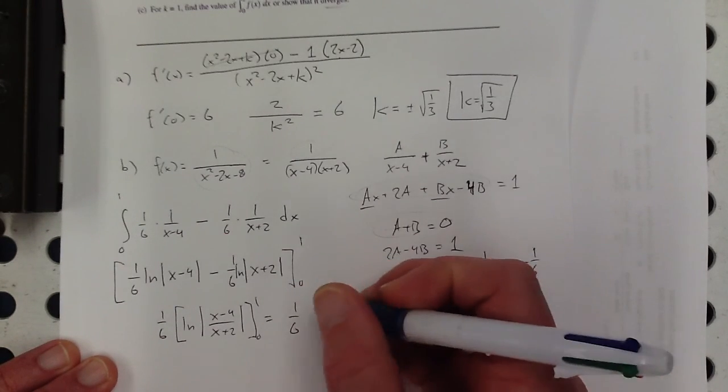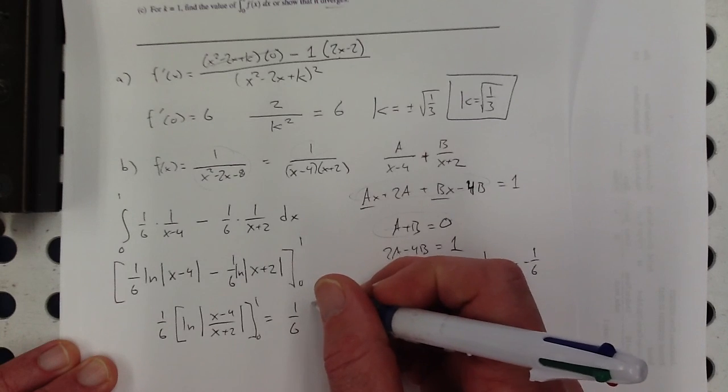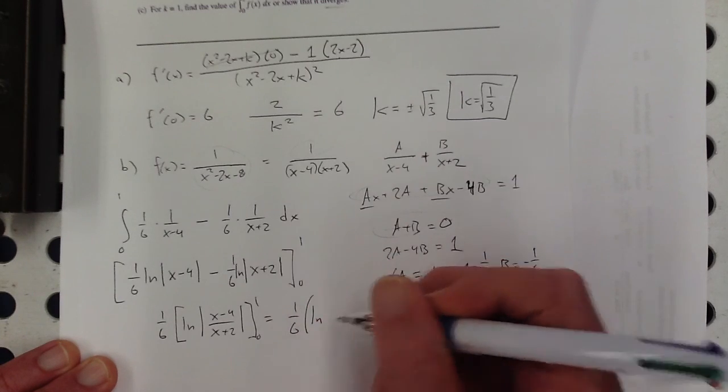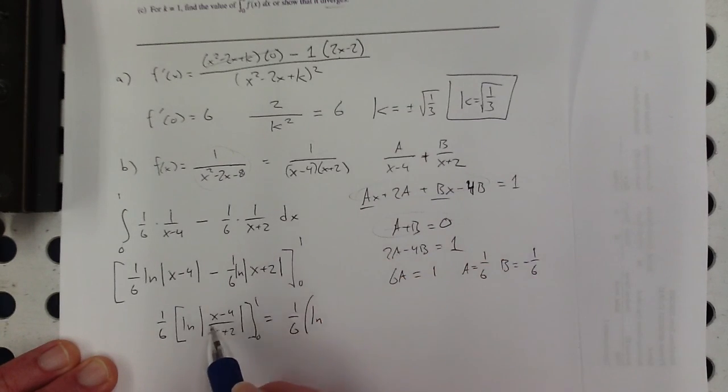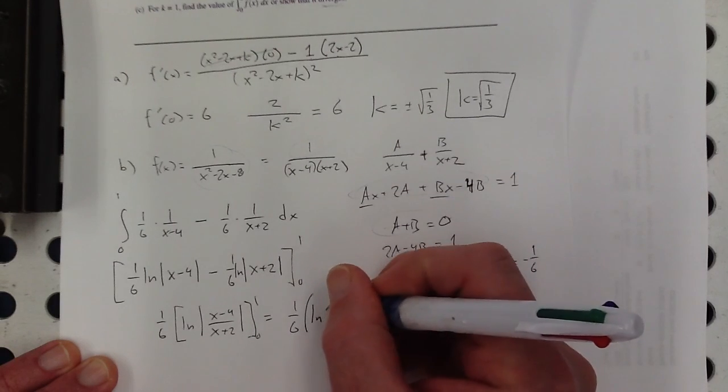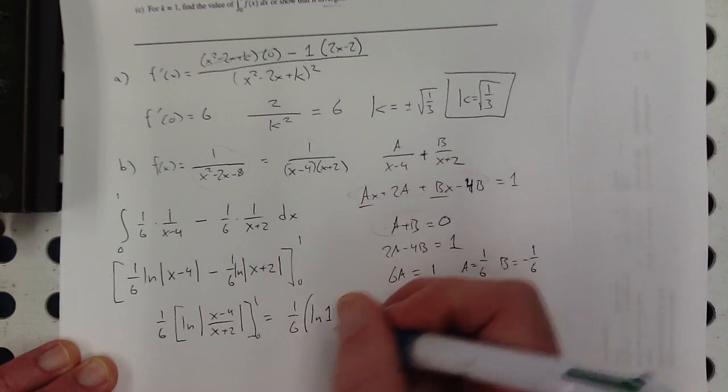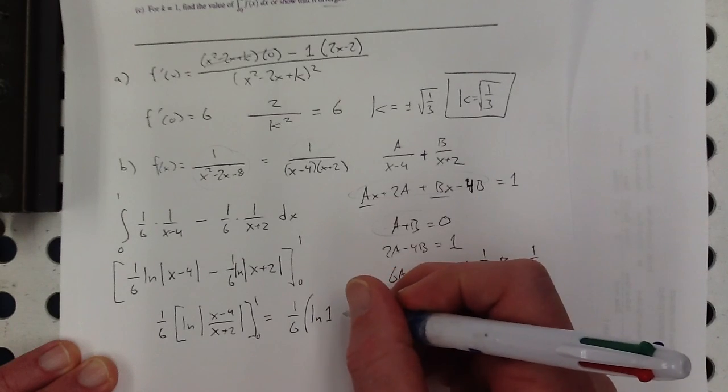1/6 times natural log of, when I plug 1 in here, I get negative 3 over positive 3, which is negative 1, but it's in absolute value signs. So it's natural log 1, which is 0. I'll simplify that in a sec.